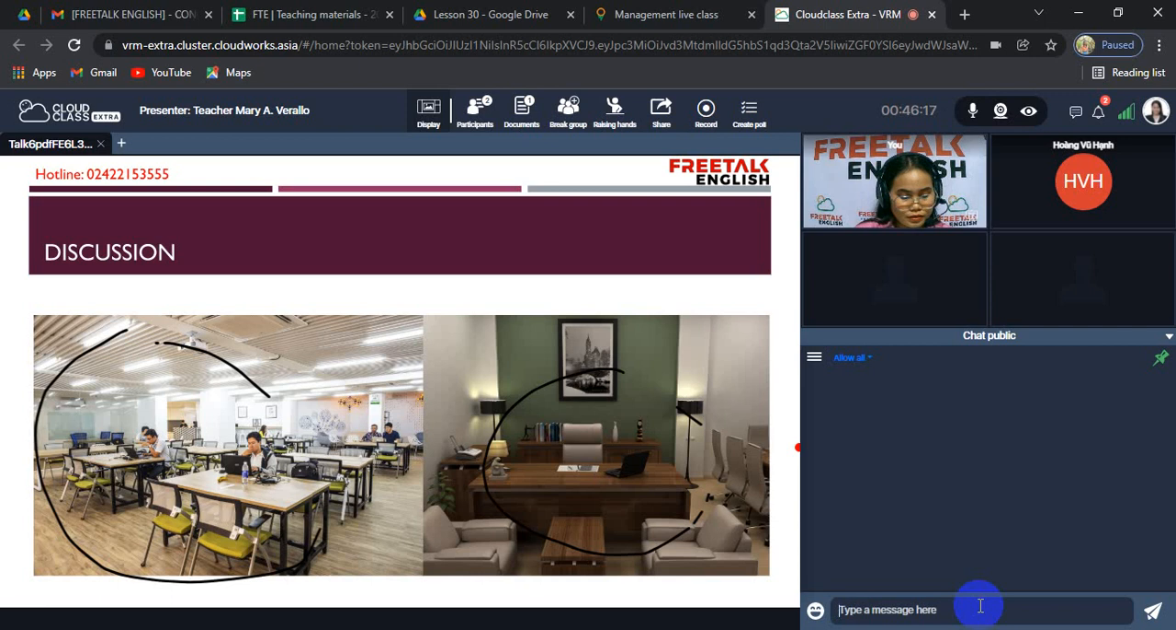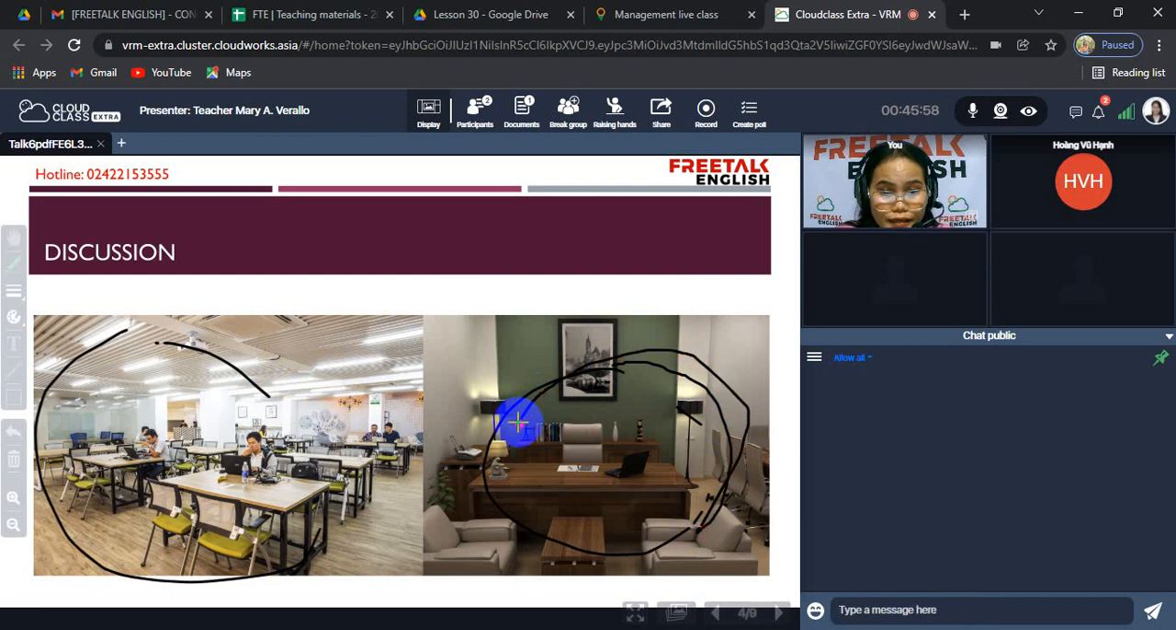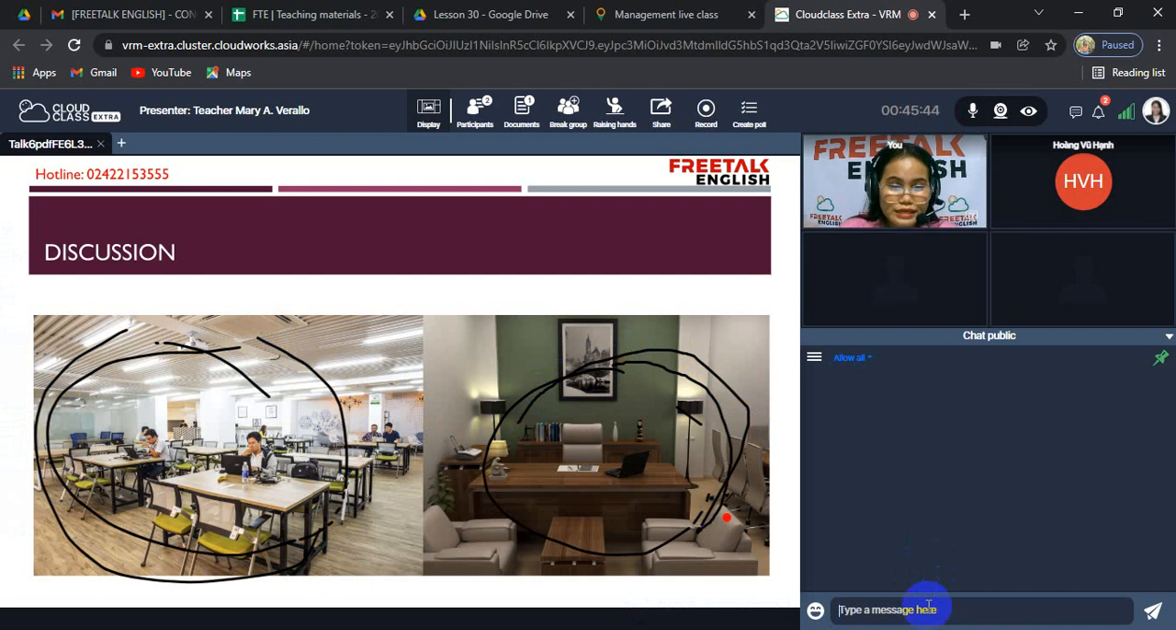The right side is more private. Okay, so this is a separate room. And how about this one? It's like an open place where everyone is walking around. Okay, very good. So the left side is what we call an open plan office, while the right side is what we call a separate room.